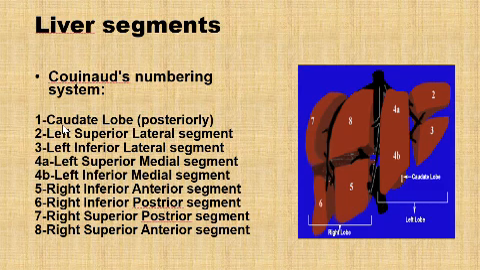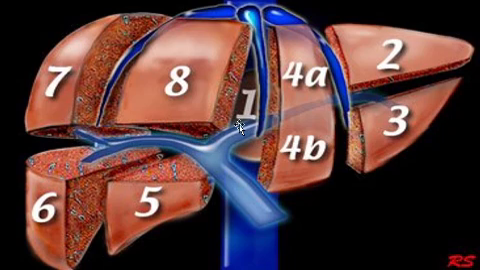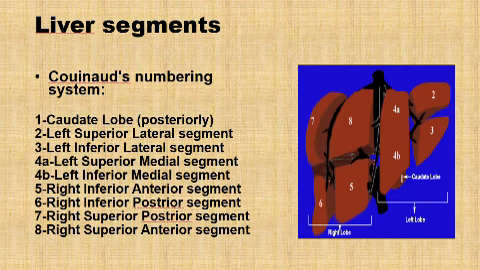The first segment is called the caudate lobe. You remember the caudate lobe? It is somehow posterior. This one here, you can see this one. That is the first segment.